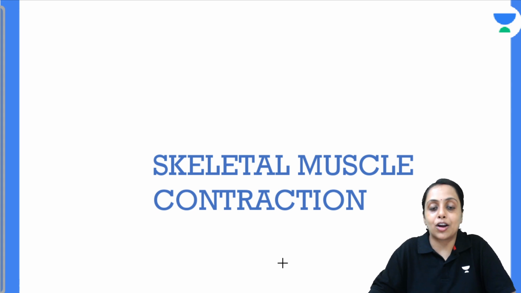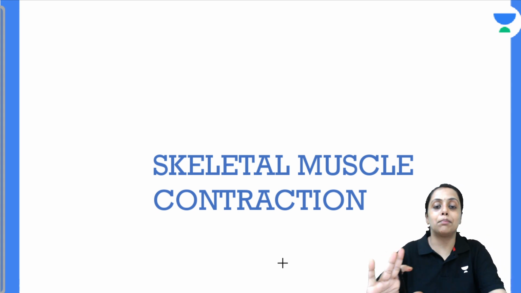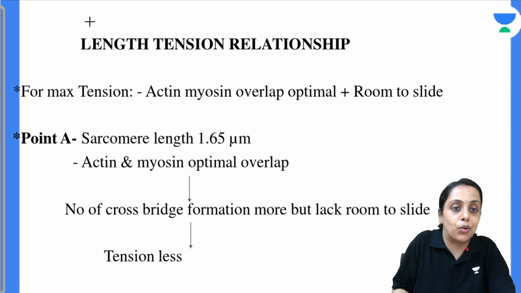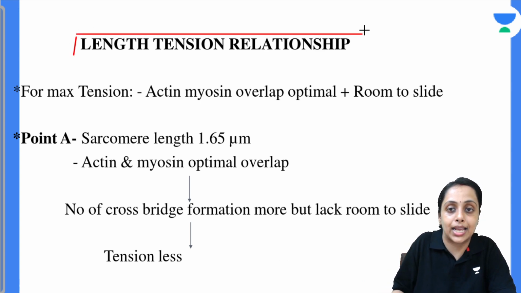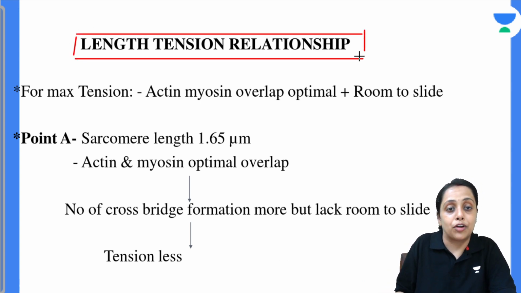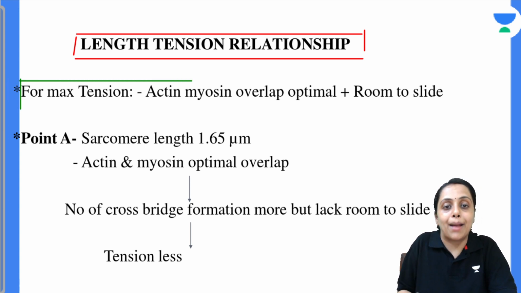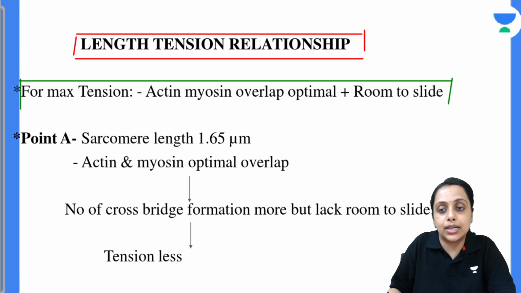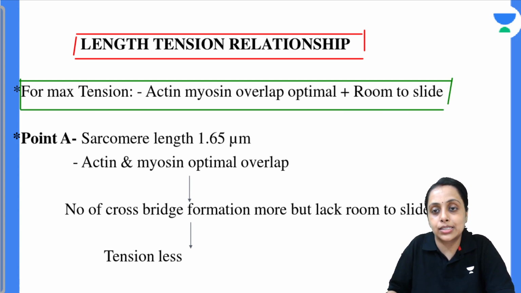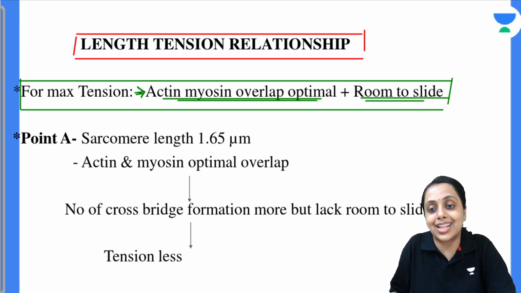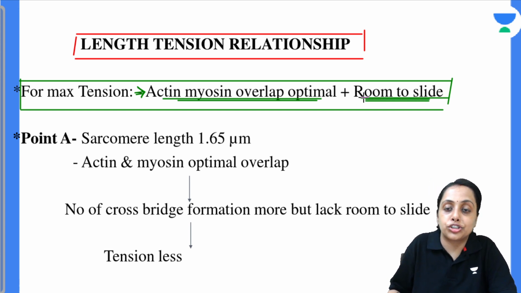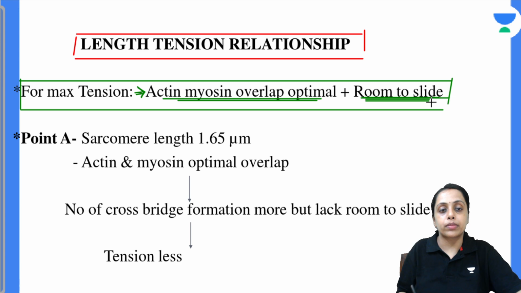Now, next topic we are going to discuss is skeletal muscle contraction. In this, the most important one is the length tension relationship. For this, do remember this point. This is very, very important. For maximum tension to develop in the filament, two criteria are required. First, actin and myosin overlap should be optimal. And there should be room to slide. Okay, there should be space to slide.